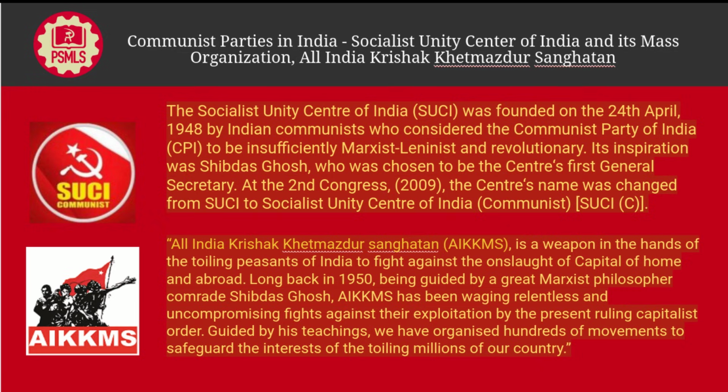So you'll notice both SUCI and the AIKKMS really were influenced by Shibdas Ghosh. The AIKKMS has been waging relentless and uncompromising fights against their exploitation by the present ruling capitalist order, and that is Modi's government. Guided by Ghosh's teachings, we have organized hundreds of movements to safeguard the interests of the toiling millions of our country. And we know for a fact, with our history with AIKKMS, that they are really a show of strength in India.